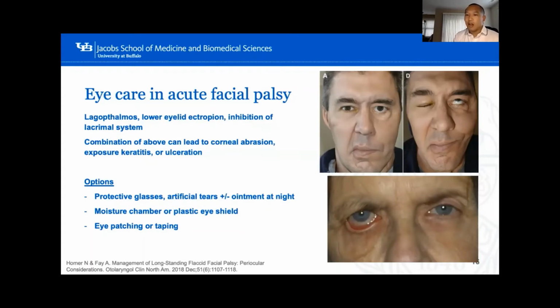Usually for us, we recommend artificial tears every 2 hours while they're awake, and then at night they'll get a thicker lacrimal lubricant. You can do a moisture chamber. Those eye patches are actually kind of dangerous because they sit right on the eye, and if they can't close their eye, that eye patch is just going to be scratching their eyeball. So a moisture chamber is probably better than an eye patch, and then you could tape the eye like we do in the operating room. So, strong recommendation from the Academy to institute eye care in someone with Bell's palsy.